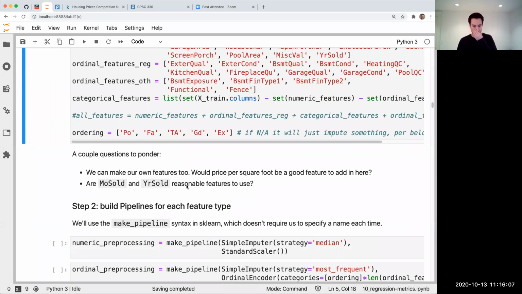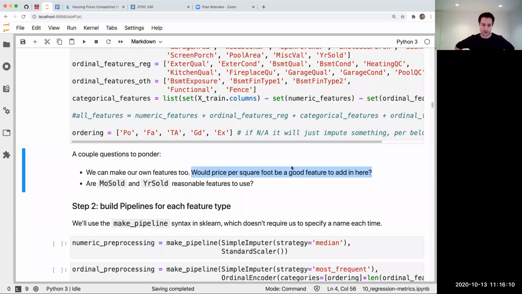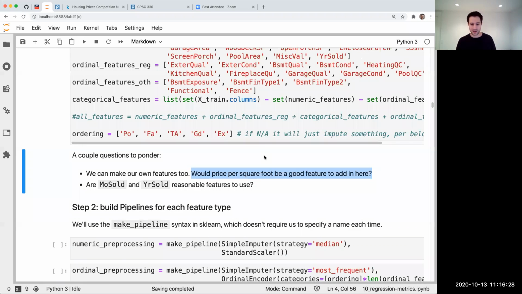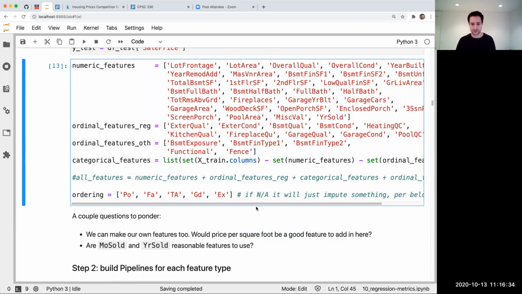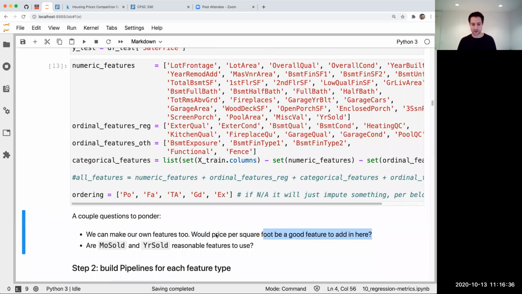Okay, yeah, we can also make our own features. We'll talk about that next week as well. But I put in this, would price per square foot be a good feature to add in? That's just sort of a trick question that I put in for you. Maybe this will be more relevant later, but no, we can make our own features like this, frontage divided by area or whatever, but we cannot make our own features that actually use the target value, the price, because that would be cheating. So no, we can't make a new feature out of the thing we're trying to predict.